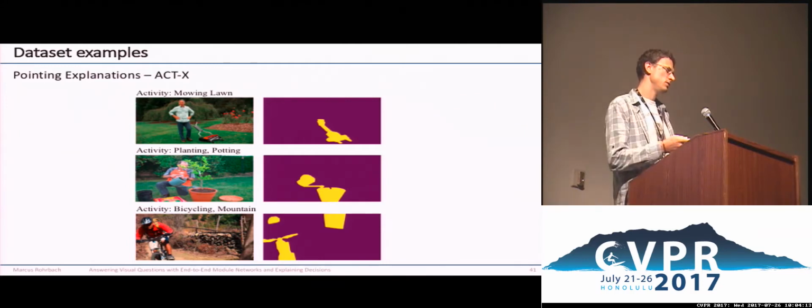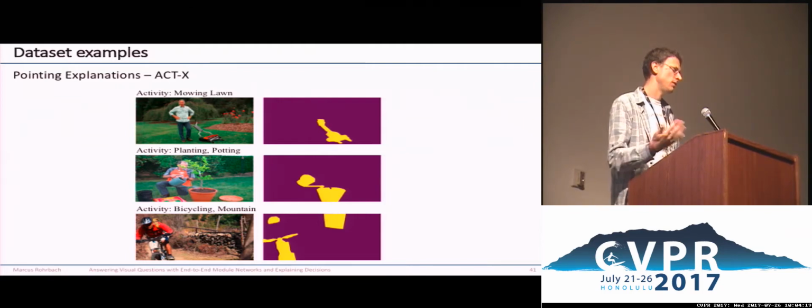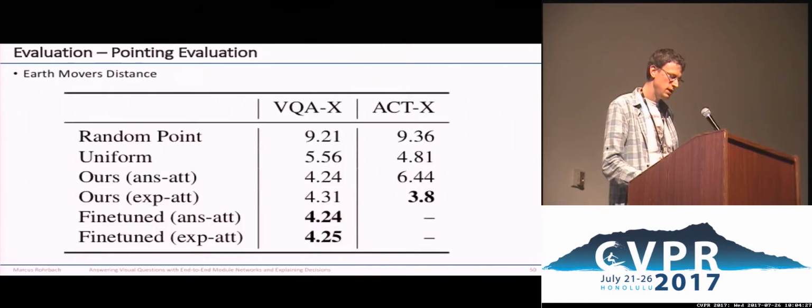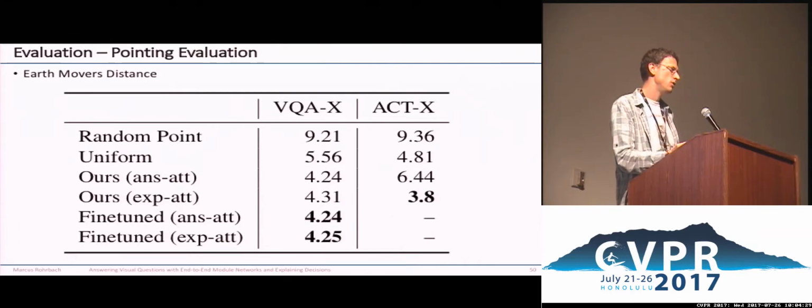The only thing we can do at that point is to evaluate whether it matches what humans think is a good pointing explanation. I see. So this is what humans think, and basically in this evaluation we compare how close what humans think is to what our machine thinks. I see. Okay, great. Thanks.